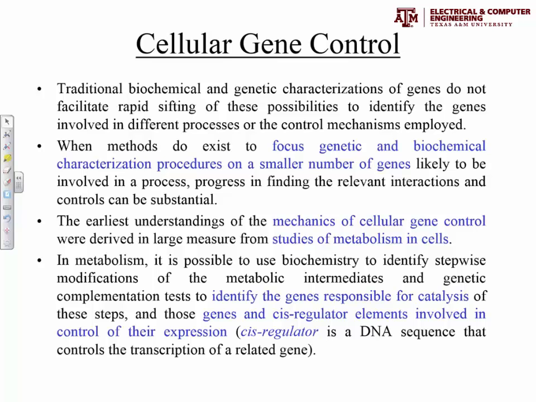So the earliest understandings of the mechanics of cellular gene control were derived in large measure from the studies of metabolism in cells, right? And in metabolism, it is possible to use biochemistry to identify the stepwise modifications of the metabolic intermediates and genetic complementation tests. That means if you're worried about a particular molecule, take that out, mess around with the gene that is producing that molecule and then see the effect. So you can do these things to identify the genes which are responsible for catalysis of these steps, and those genes and the cis-regulator elements involved in the control of their expression.